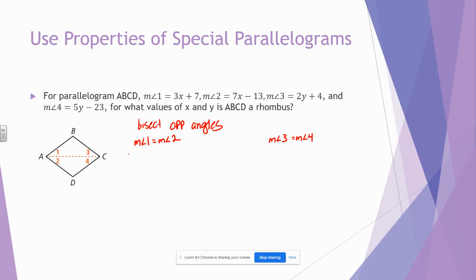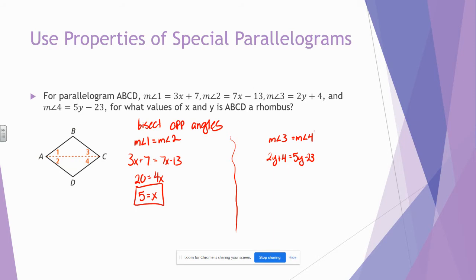So setting these equal to each other, we have 3x plus 7 for angle 1, and 7x minus 13 for angle 2. For angle 3, we have 2y plus 4, and for angle 4, we have 5y minus 23. So let's start with our first equations here for angles 1 and 2. Let's subtract 3x from both sides and add 13 to both sides. So doing that, we get 20 is equal to 4x. Dividing both sides by 4, we get 5 equals x.